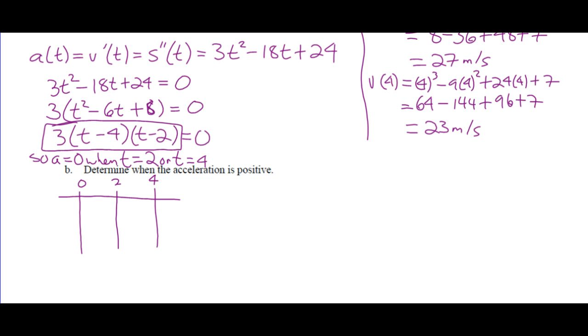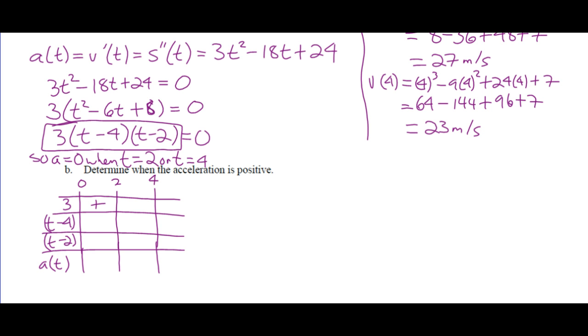Okay, and we've got 3 factors, and t minus 4, and t minus 2, and this is a of t. Right? So we're not doing intervals of increase and decrease here, right? We're just looking at when is the acceleration positive. Okay, so 3, well, that's going to always be positive. T minus 4 and t minus 2.